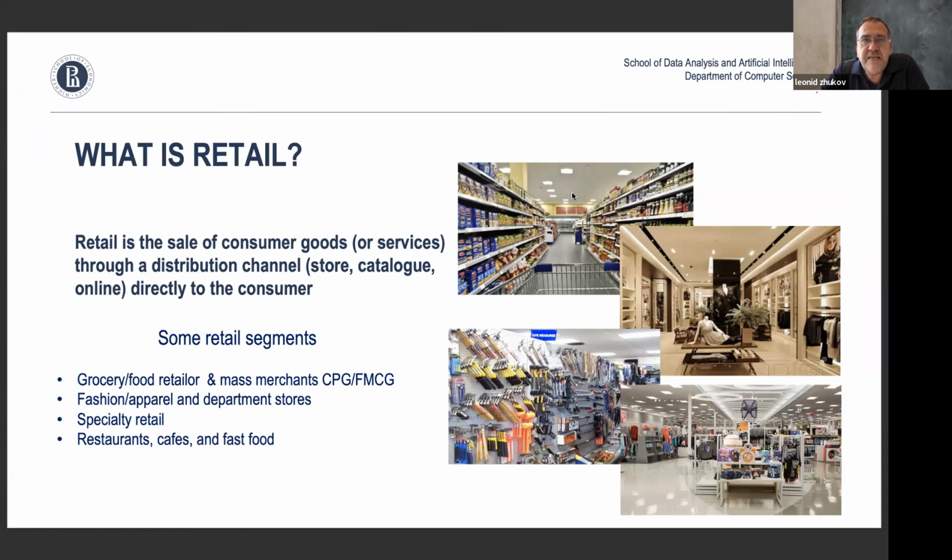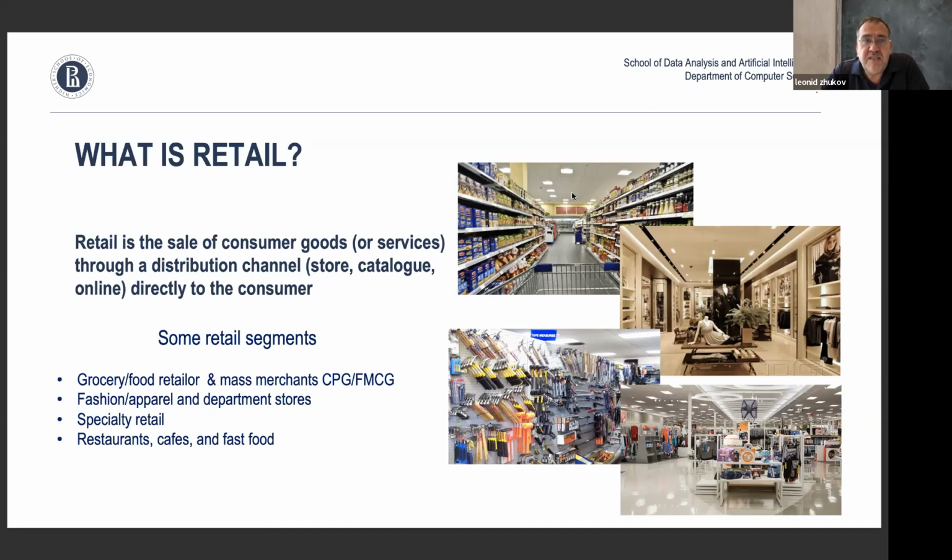In general, retail is sale of consumer goods or services through a particular distribution channel. And that can be a store, it can be a catalog, or these days, a lot of things are happening online. But the point is that retail is a sale directly to consumer, right? So it is in between the retailer and the consumer.